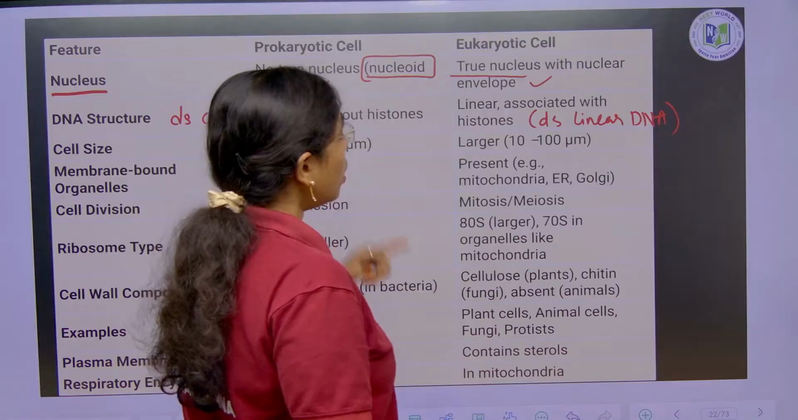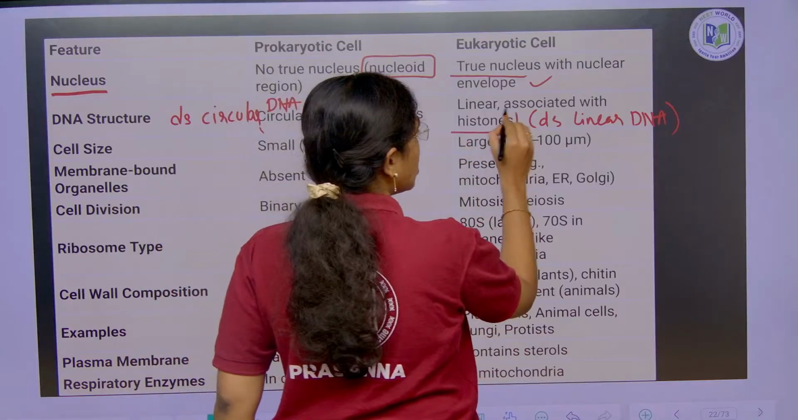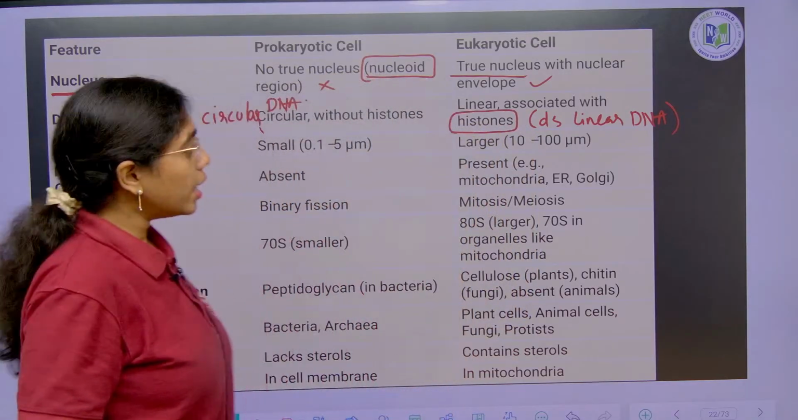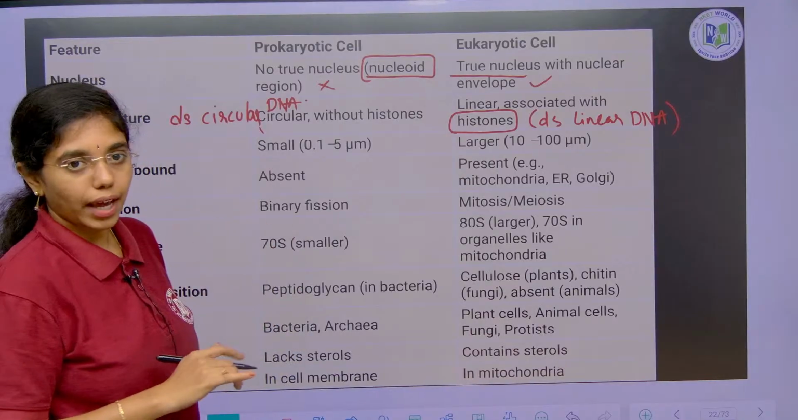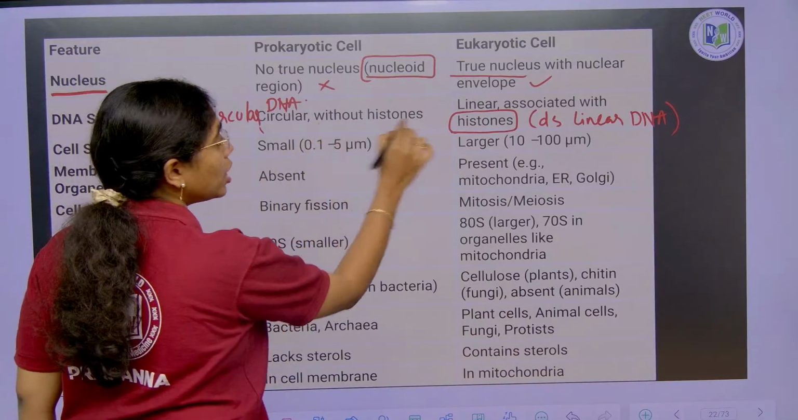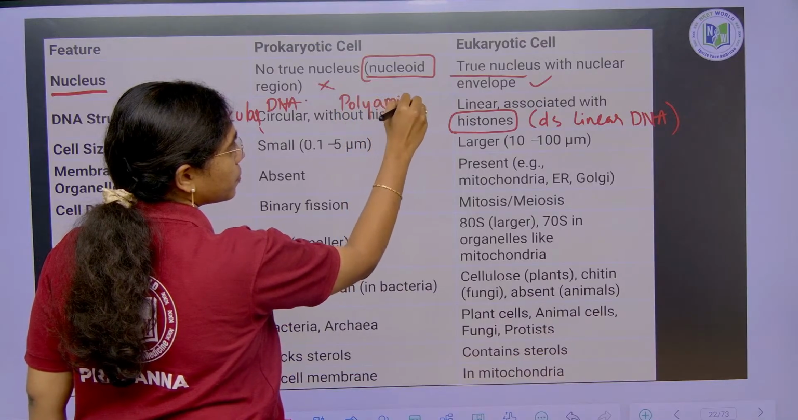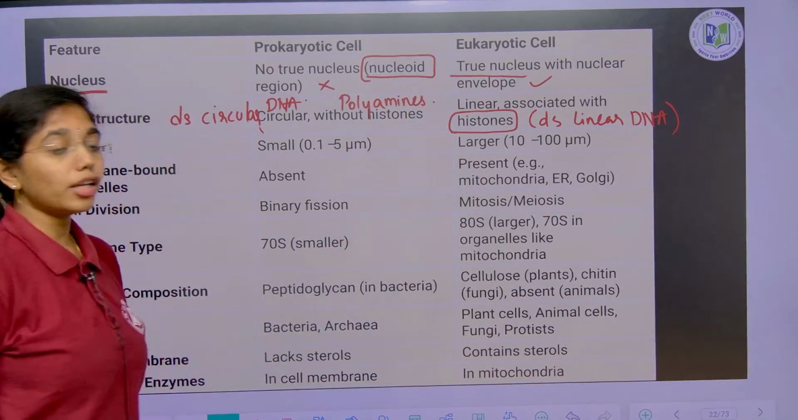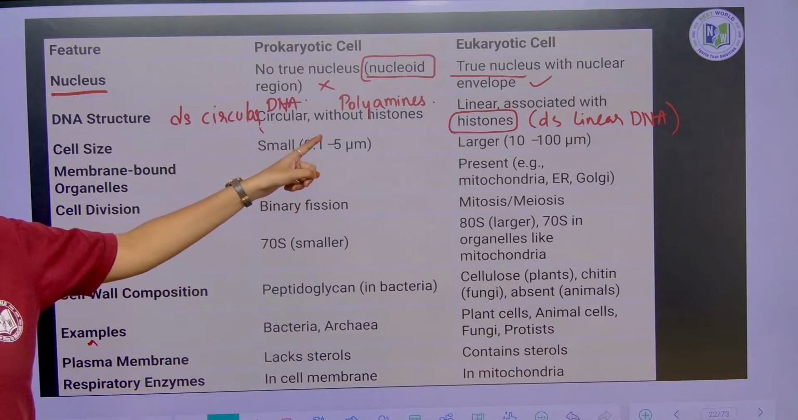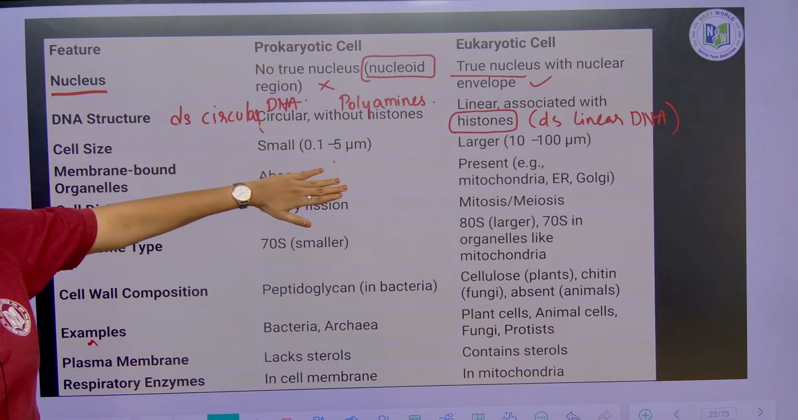Okay. So, histone proteins are present only in a eukaryotic cell. Histone proteins are not there in a prokaryotic cell. You have non-histone proteins called polyamines. You can take down parallelly. Non-histone proteins known as what? Polyamines. Those are present in a prokaryotic cell.